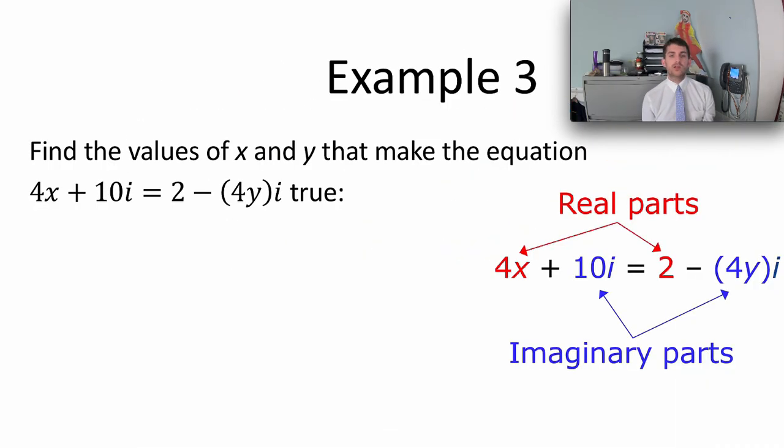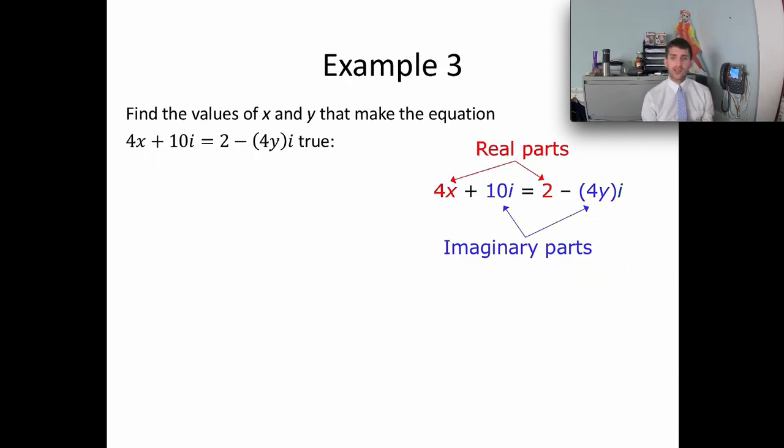With that information, we're asked to find the values of x and y that make the equation true. So we have 4x plus 10i equals 2 minus 4yi. The biggest thing I'm going to emphasize is the color-coded information there. We got 4x plus 10i, and the 4x and the 2 are both in red for the real parts, and then the 10i and the minus 4yi are in blue because they're identifying the imaginary parts.